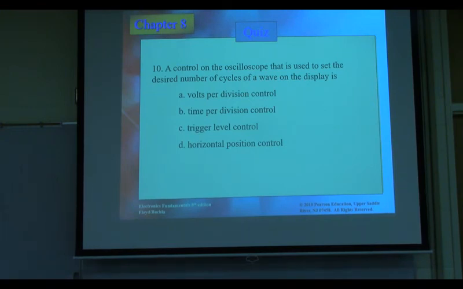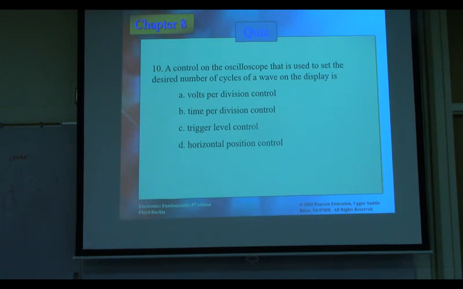If we want to set the desired number of cycles of a wave, we need to set volts per division or time per division, trigger level control, horizontal position. The trigger means if you have a signal applied to this, there are two terminals here somewhere, called the probe. You apply the signal there. Usually, if you do not have the trigger, it just starts to show on this oscilloscope. So suppose the signal looks like this.